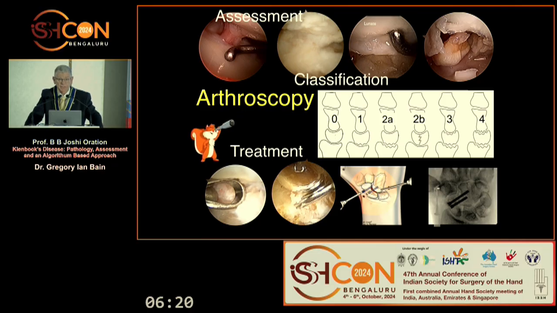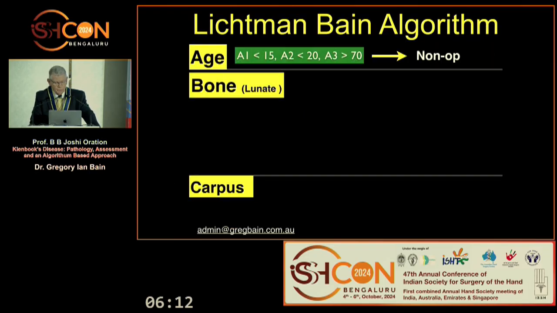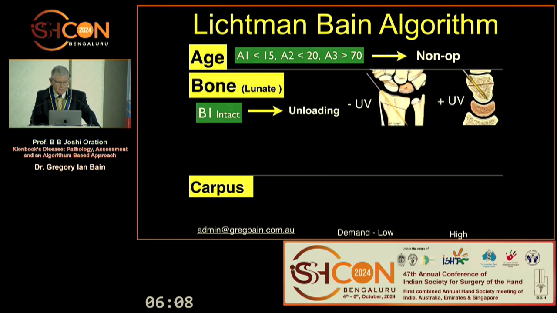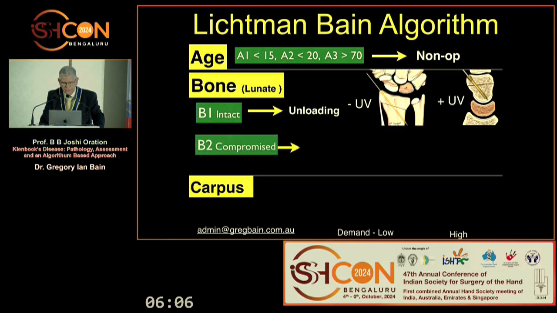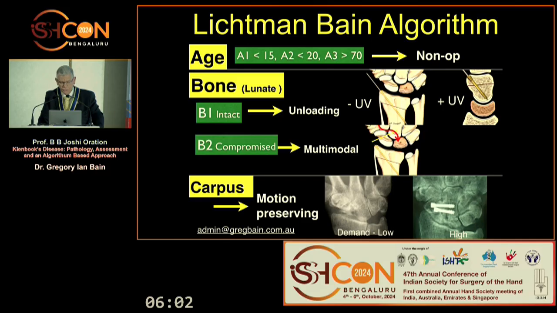Arthroscopy has a place in the assessment, the classification and treatment of Kienbock's disease. The grade A are managed usually without surgery. The grade B, if they're painful and have a problem, we should unload it or consider multimodal approach. And finally, we need to look at motion preserving procedures for patients with advanced changes.